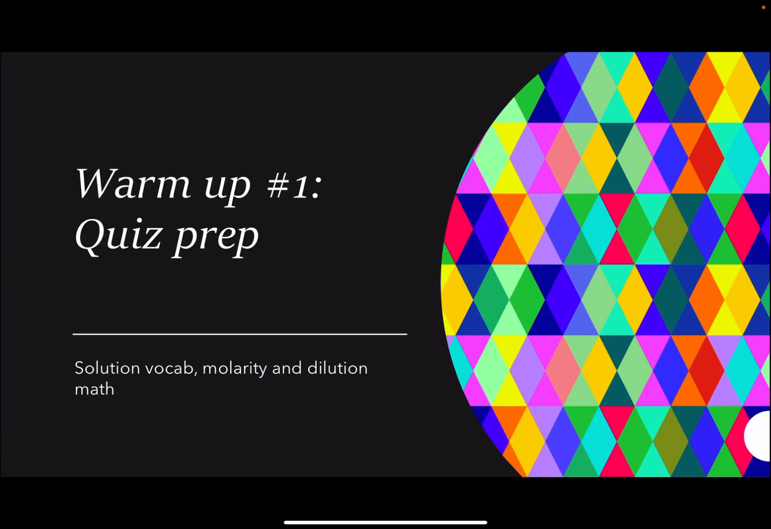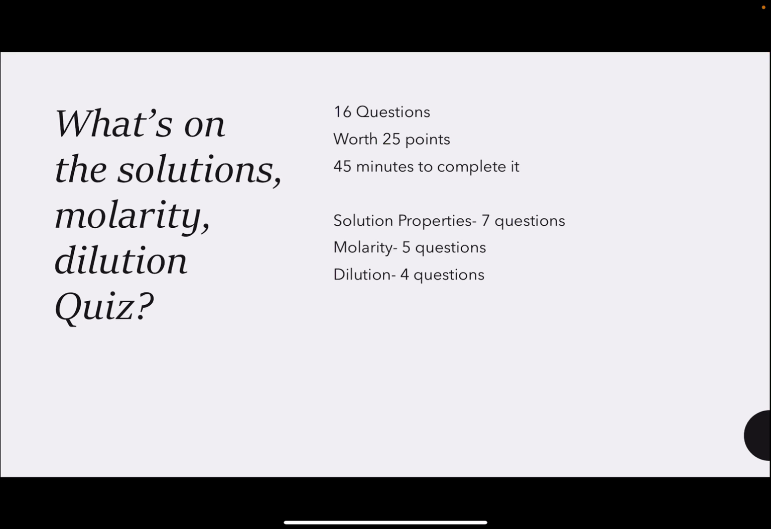Okay, in this video, we're reviewing the warm-up number 1, our quiz prep. It's going to go through solution vocab, molarity problems, and dilution. So it has 16 questions, going to be worth 25 points, and you'll have 45 minutes to complete it on Linkit. We'll have 7 on solution properties, 5 on molarity, and 4 on dilutions.